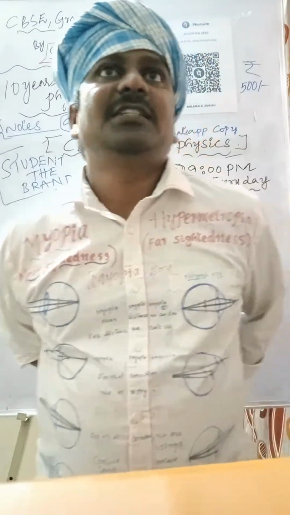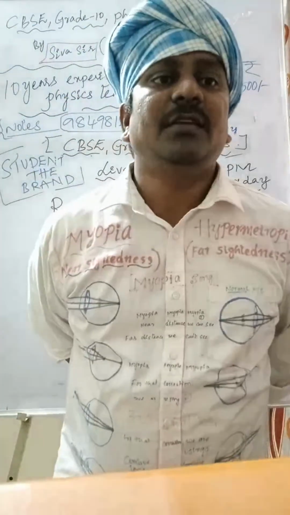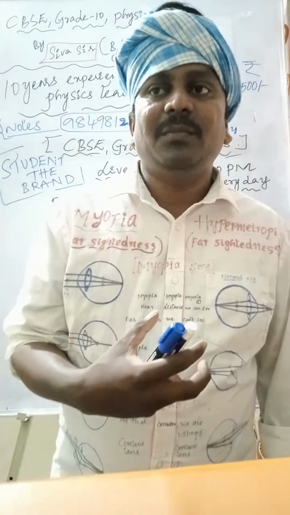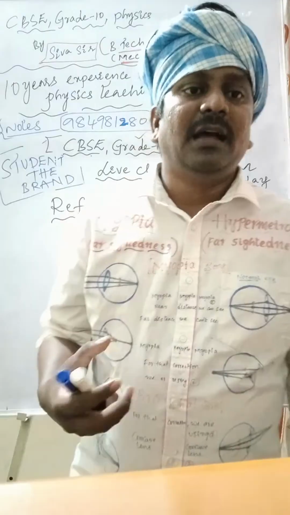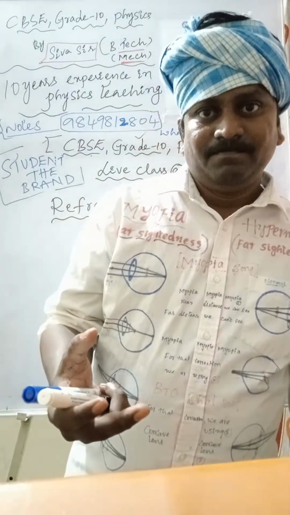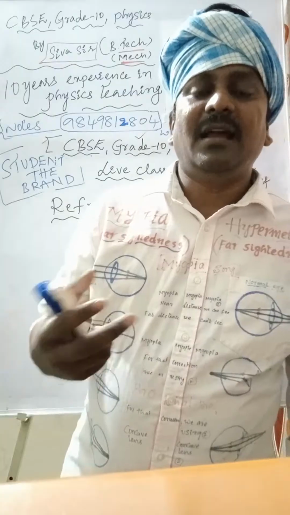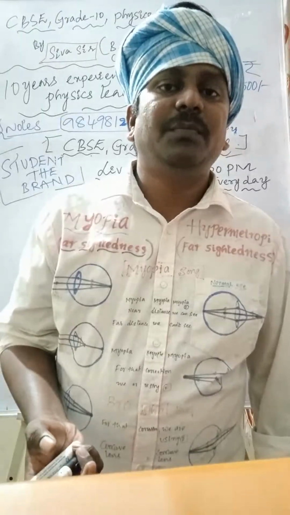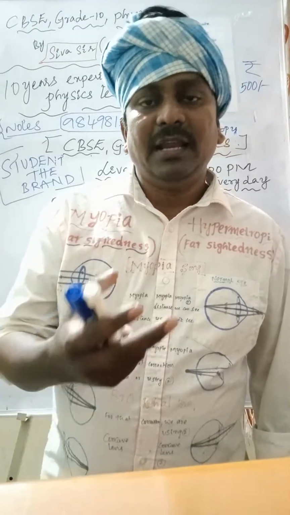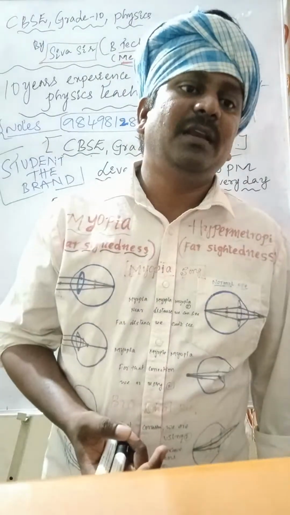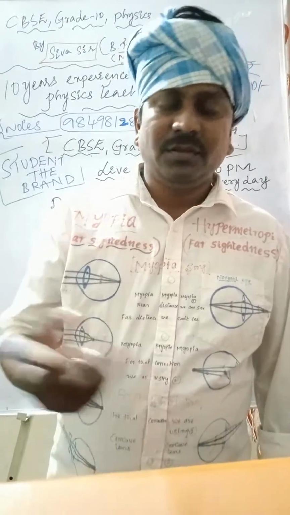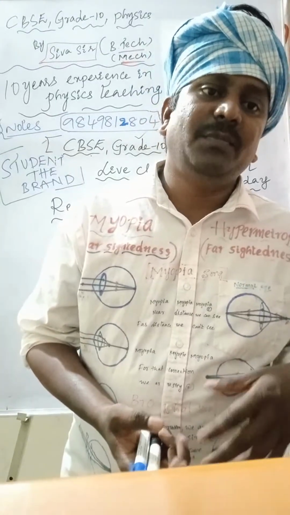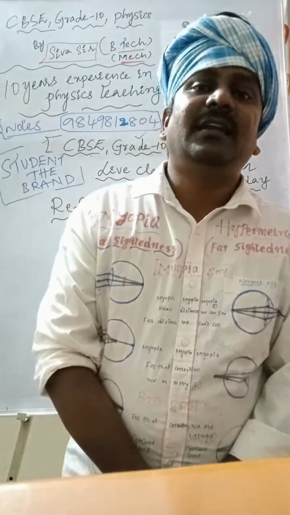When you are aging, when you are getting old, what happens? The eye lens cannot refract properly. Because of that reason, light rays cannot refract properly. So defects will form, either the light rays meet only in front of the retina, or the light rays meet beyond the retina.